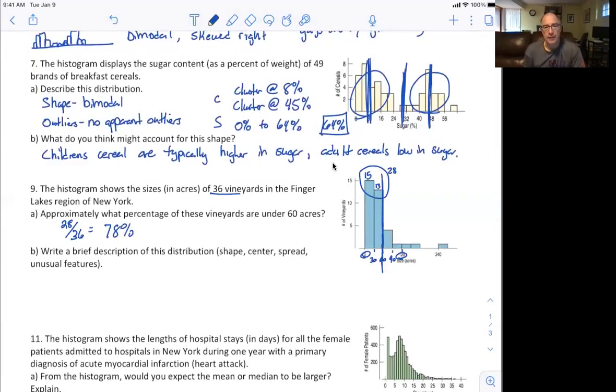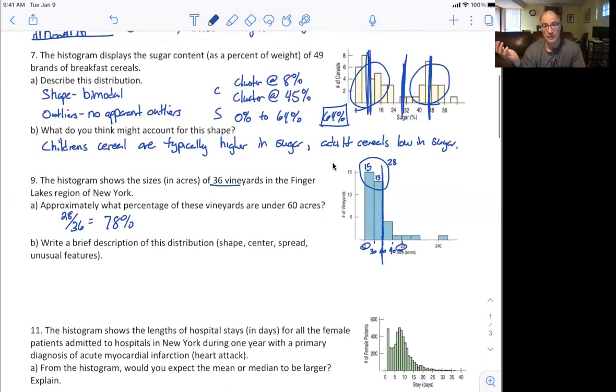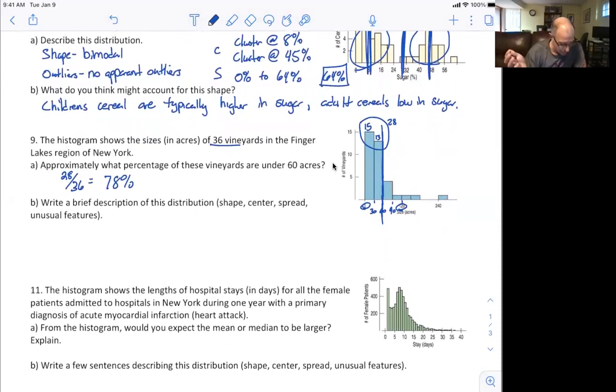Write a brief description. Again, this is going to be shape, center, spread, anything unusual. What we do in this class, if we were in AP stats, it'd be SOCS BS, meaning SOCS be specific, meaning we have to include context and all that fun stuff. Okay, but here we go. Our SOCS. So first of all, the shape is going to be unimodal, skewed right.